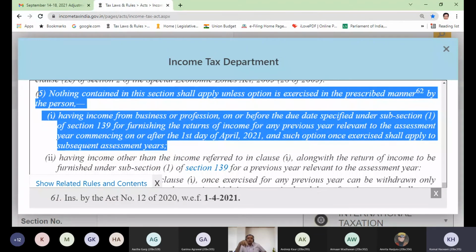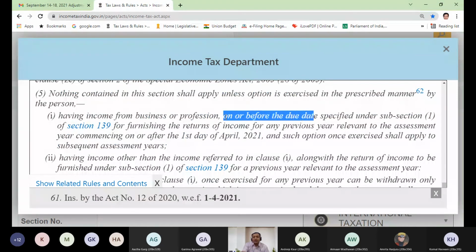Yes, and the second thing which you forgot is that if you want to exercise this option, then you must file your return of income by the due date. Point clear or not? This is also written. If you want to apply this option, you have to furnish the return of income by your due date.